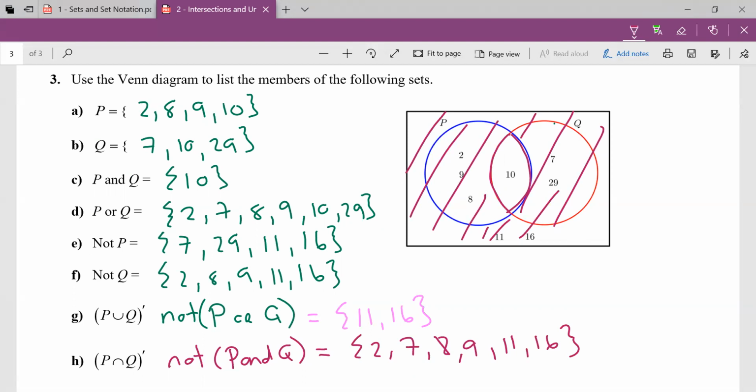So your terminology for today's lesson: intersection, union, and, or, and don't forget prime, the complement.